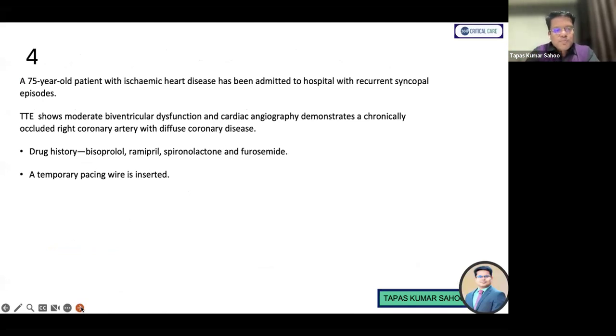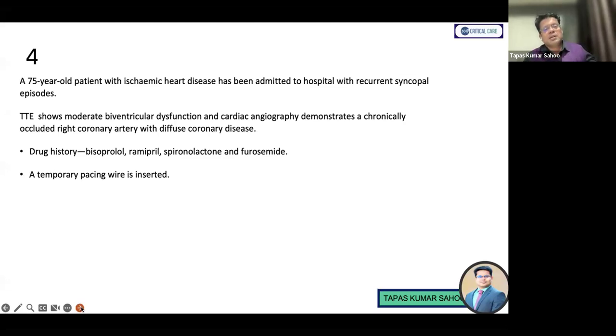Now, question number 4. A 75-year-old patient with ischemic heart disease has been admitted to the hospital with recurrent syncopal episodes. You have done a transthoracic echo that showed moderate biventricular dysfunction, and cardiac angiography that demonstrated a chronically occluded right coronary artery with diffuse coronary disease. The drug history of this patient is bisoprolol, ramipril, spironolactone, and furosemide. You inserted a temporary pacing wire.